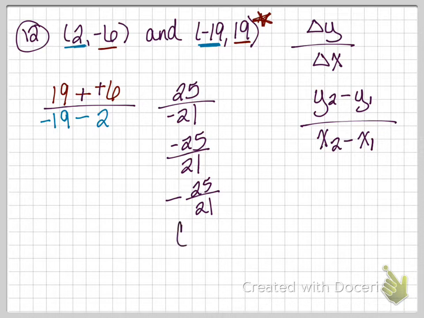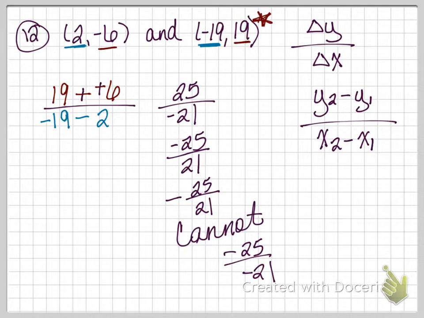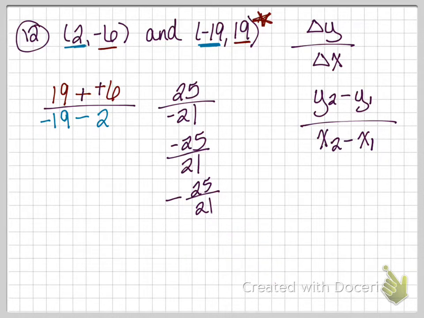You cannot write it as -25 over -21, because what have you turned it into? What's a negative over a negative? Positive. So I've just turned it into a positive. Most students keep it at 25 over -21 because they're scared they're going to mess up if they don't. So as long as you know not to overcompensate for that slope, you're in good shape.